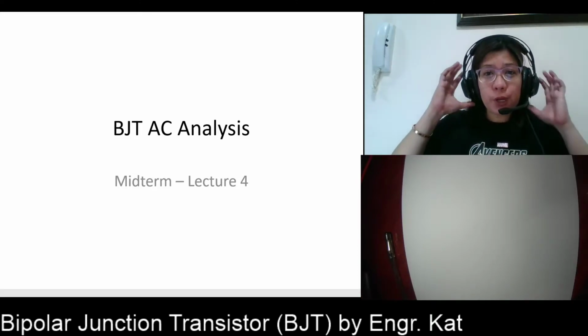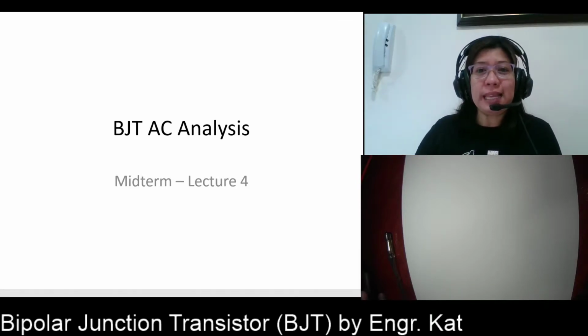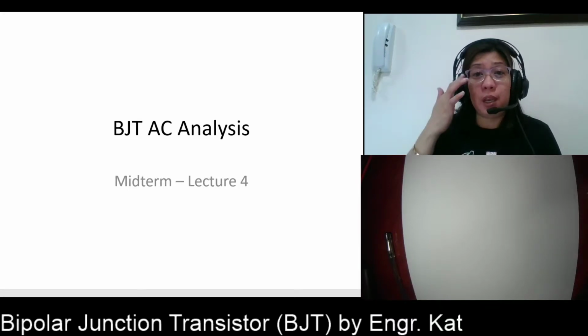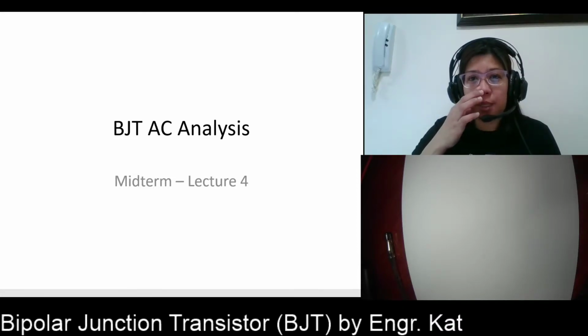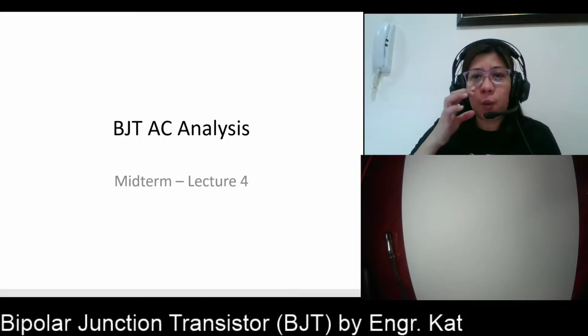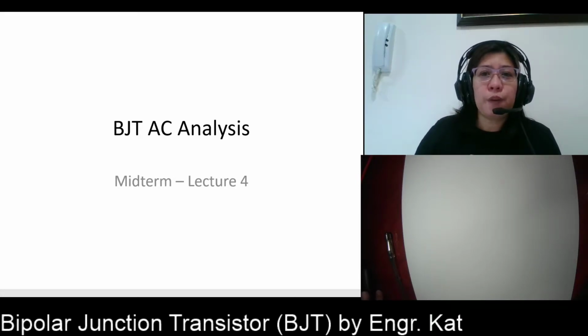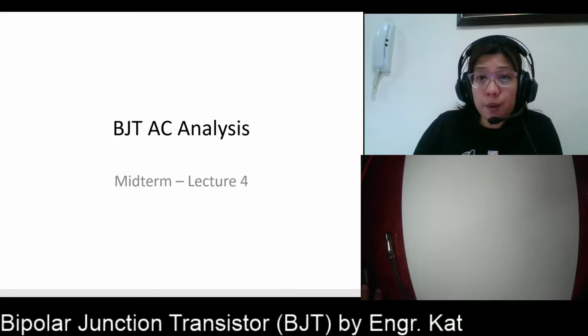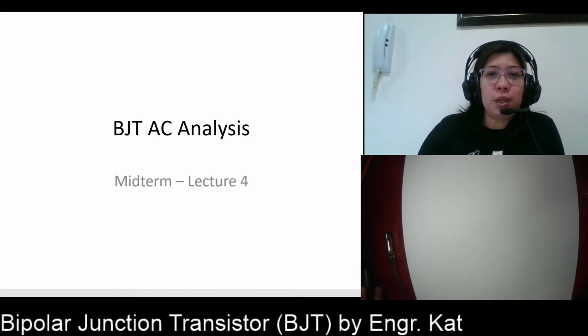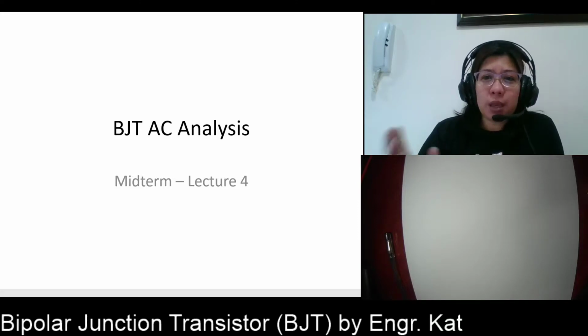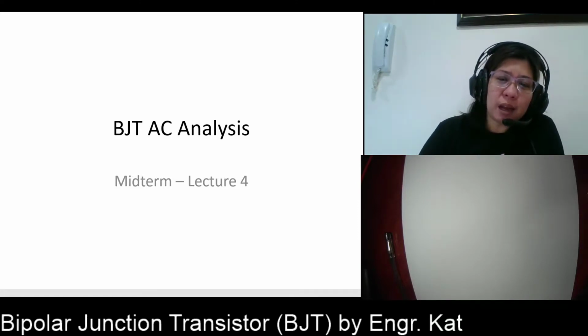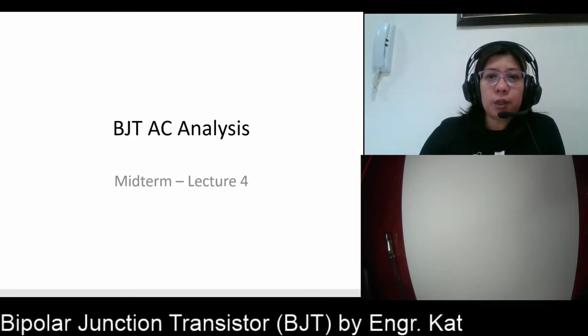So what is the importance of the DC analysis? In the DC analysis, we are establishing where your Q point is operating. So where is your Q point located? What is the importance of that? The location of your Q point specifies the function of your amplifier. If your Q point is located at the active region, your transistor is operating as an amplifier, while when your Q point is located between the saturation and the cutoff and vice versa, your transistor is operating as either a switch or as an inverter.